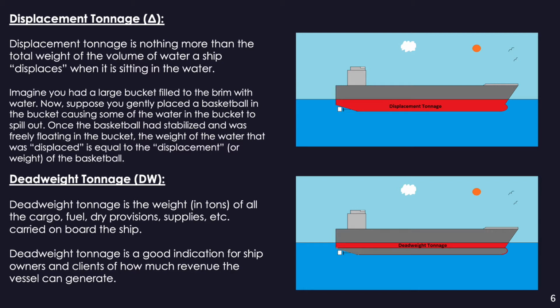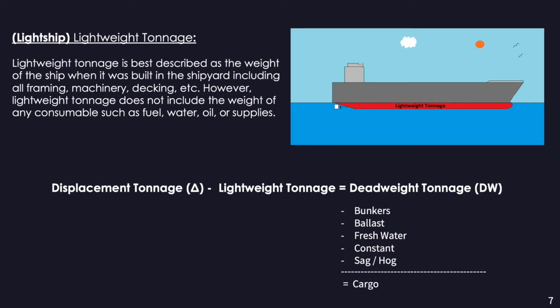Deadweight tonnage (DW). Deadweight tonnage is the weight in tons of all the cargo, fuel, dry provisions, supplies, etc. carried on board the ship. Deadweight tonnage is a good indication for ship owners and clients of how much revenue the vessel can generate. Lightship. Lightweight tonnage. Lightweight tonnage is best described as the weight of the ship when it was built in the shipyard, including all framing, machinery, decking, etc. However, lightweight tonnage does not include the weight of any consumable such as fuel, water, oil, or supplies.